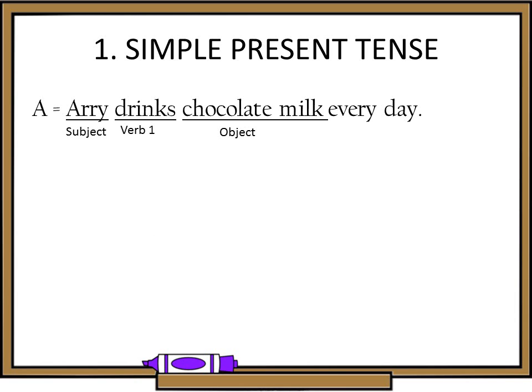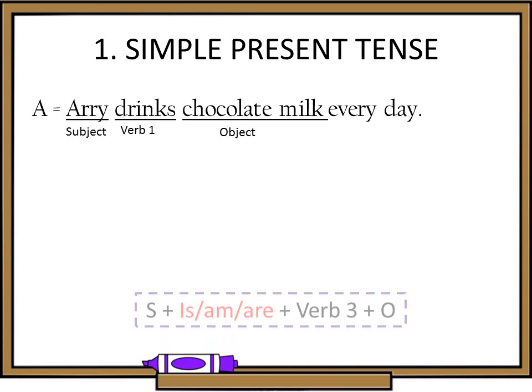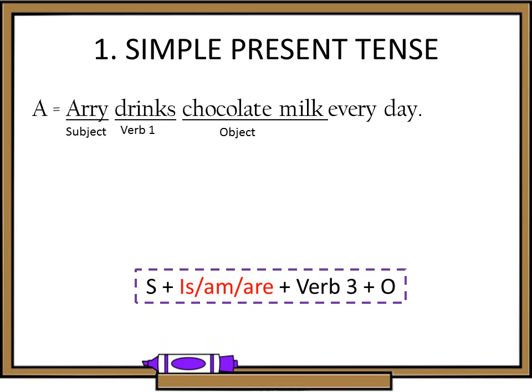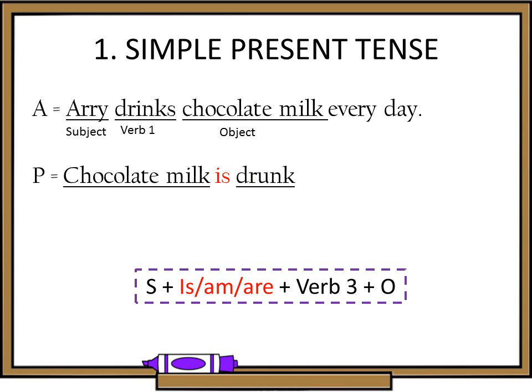In passive voice, the object becomes the subject, meanwhile the subject becomes the object. Also, we change the verb into verb 3. To make it into passive, the formula is subject plus is or am or are plus verb 3 plus object. So, the passive sentence will be chocolate milk is drunk by Ari every day.